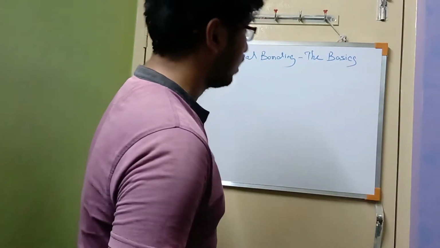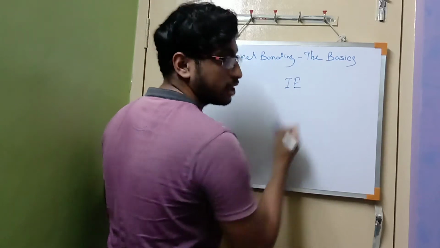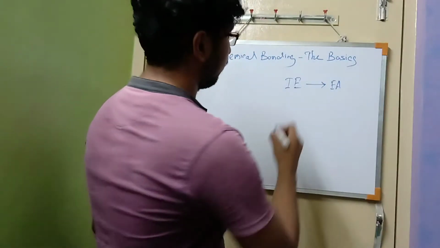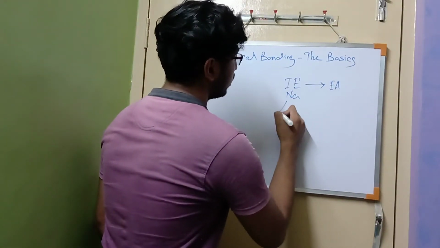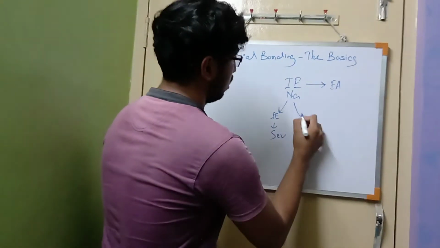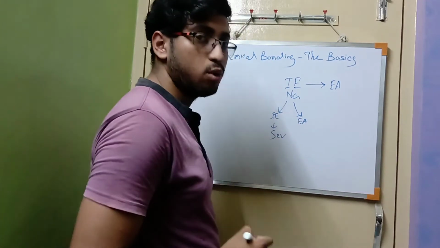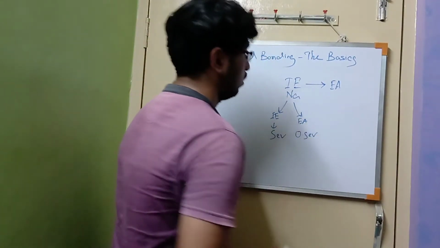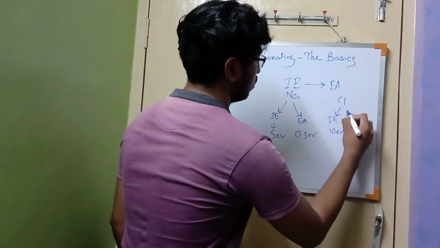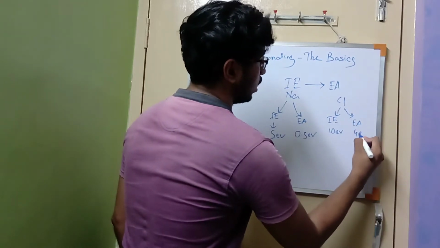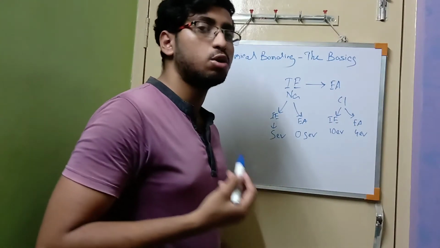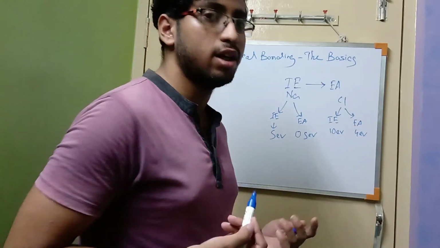Previously I said that there should be a huge difference between ionization potential and electron affinity. For sodium, it has an ionization potential around 5 electron volt and electron affinity around 0.5 electron volt. For chlorine, the ionization potential is 10 electron volt and electron affinity is 4 electron volt. So you can see there is a large difference between the ionization potential and electron affinity. So they have to form an ionic bond to be stable.